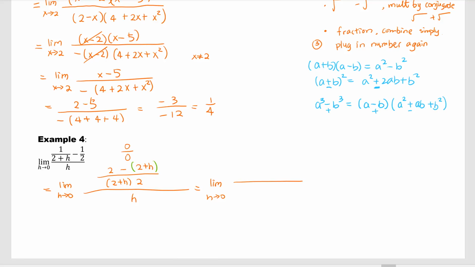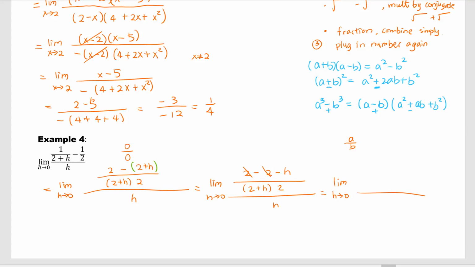Okay, so next, we continue. We have 2 plus h times 2, and then we have h. Here, we distribute the minus: 2 minus h. Can you see something we can cancel? That is what we can cancel. And then, here.